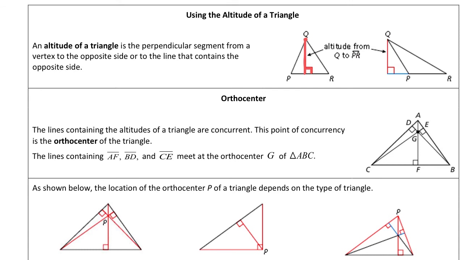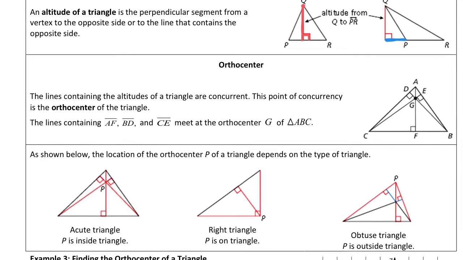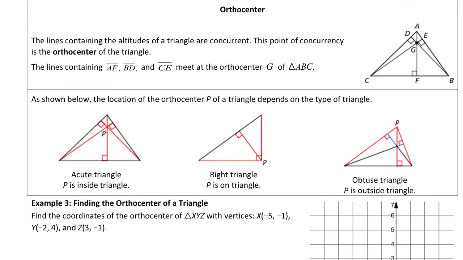So acute, it's inside, okay? If it's obtuse, an altitude can be on the outside. You see in the second triangle how I extended this side to create an altitude, all right? So that's an important thing, and that's going to connect to our Ortho Center, okay? The lines containing those altitudes intersect at a point. That point is called the Ortho Center, okay?